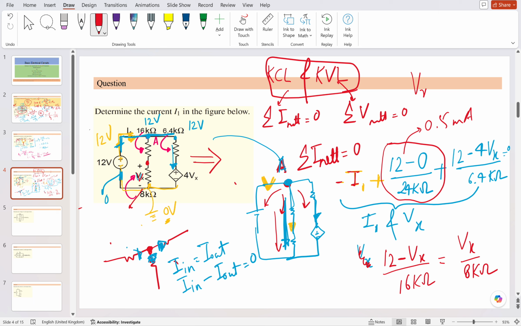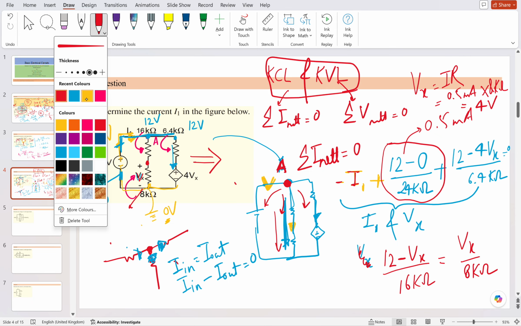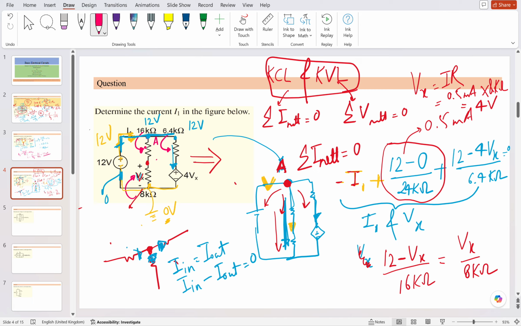What will be the potential Vx? Vx is basically I times R. What is the I? I is 0.5 milliamps multiplied by R, 8 kilo ohm. So it will become 4 volt. Getting my point? Because the current which is flowing through the 16 kilo ohm will be the same as the current flowing here as well. I just applied that whatever current is flowing from that side will come to the lower side itself. So what we found is that the Vx value is equal to 4 volt.